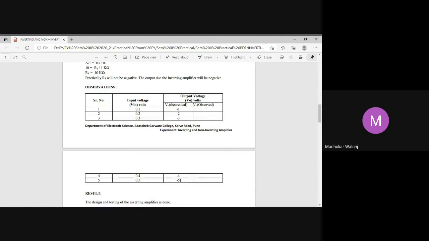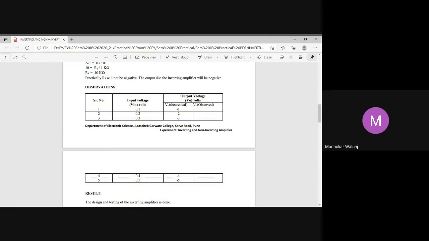We can take so many readings, but if we take 2 volts here, what will happen? Minus 10 into 2 becomes minus 20. So there will be no 20 volt at the output of the operational amplifier. Why? Because the operational amplifier gets saturated. So the design and testing of the inverting amplifier is done, we can say, in the result section.